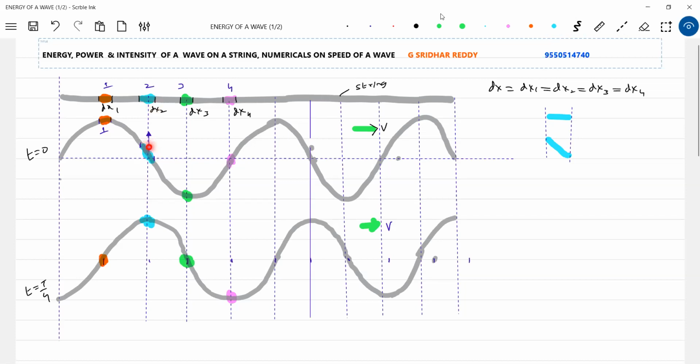There will also be kinetic energy. Now compare this element, the green colored one. It is again at an extreme point. So what is the length of this? It will not change.